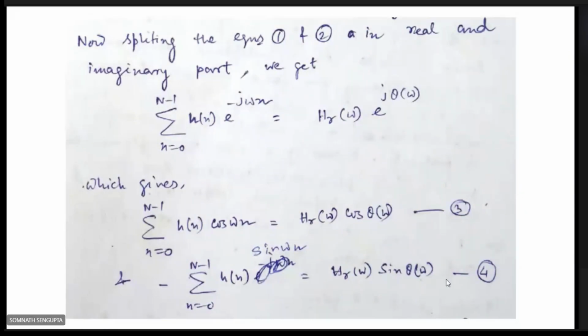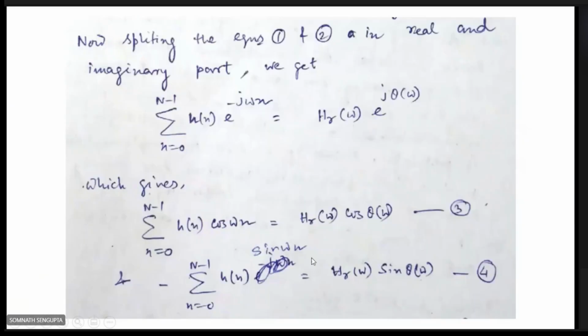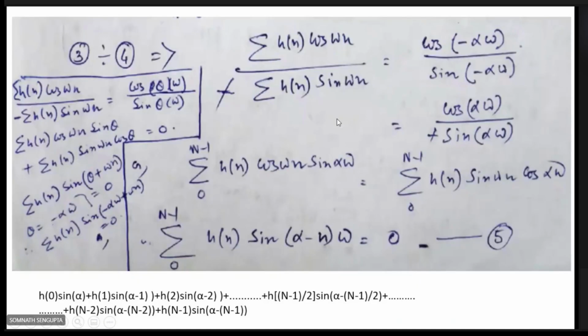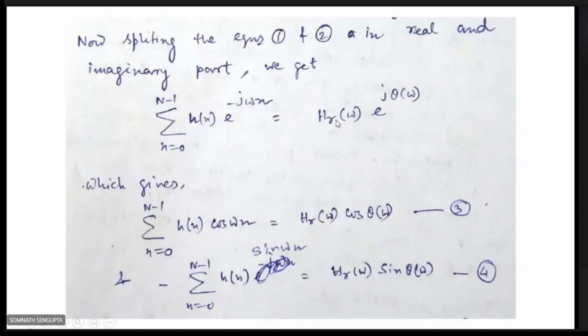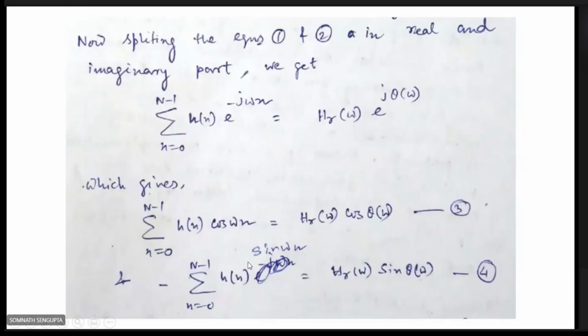So now you divide these two equations. What happens? It is summation h[n] cos omega n divided by minus summation h[n] sin omega n. This minus is because it is minus e to the power minus j omega n. And cos theta(omega) divided by sin theta(omega). H_r will cancel out.